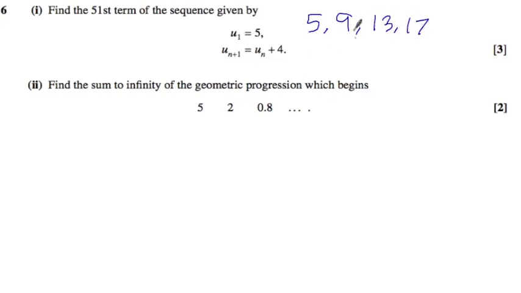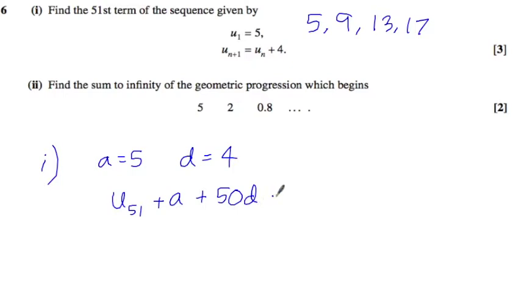So to get the 51st term, well, we can see this is an arithmetic sequence. It's going up by the same amount each time. So our a is 5, d is 4, and we want the 51st term. So we're going to have to do a plus 50d. So 5 plus 50 times 4, which is 205.